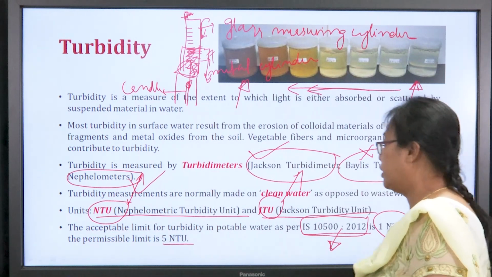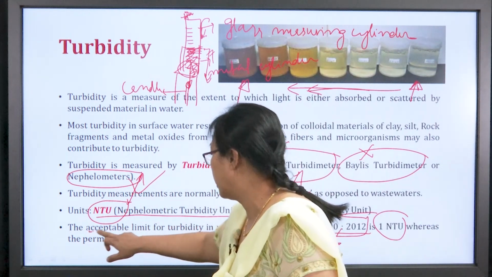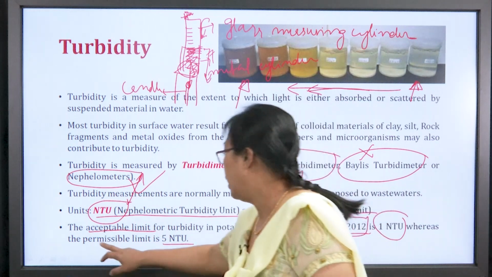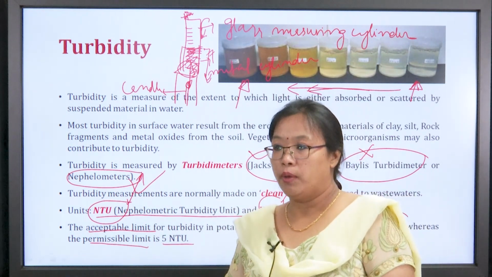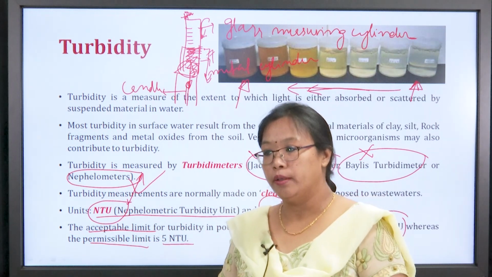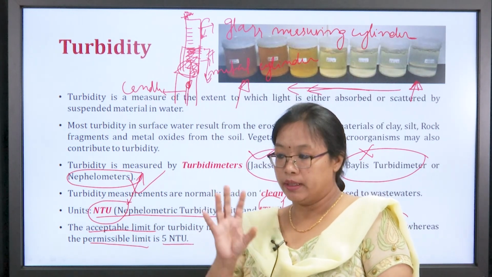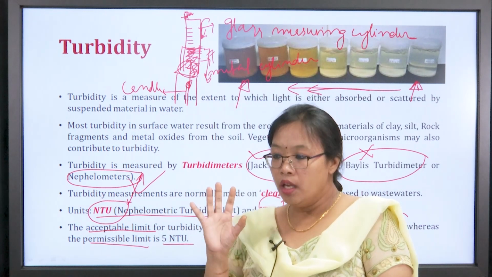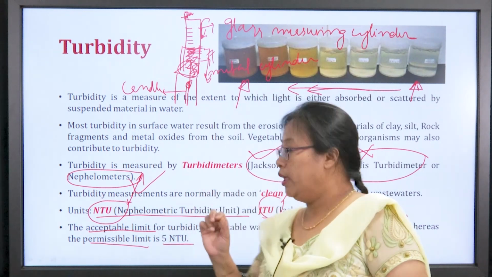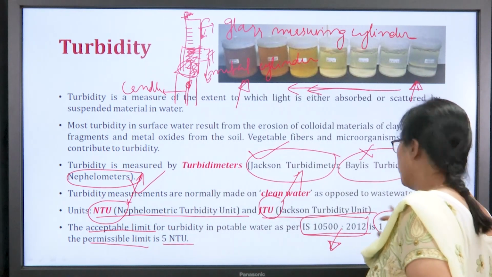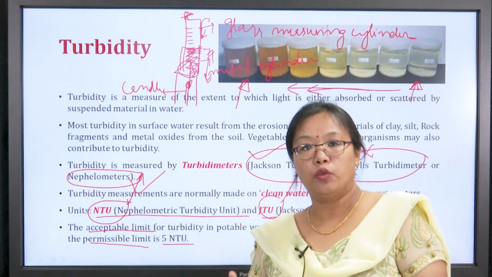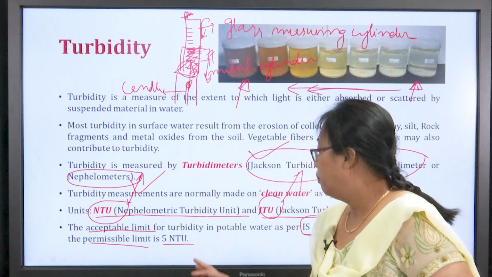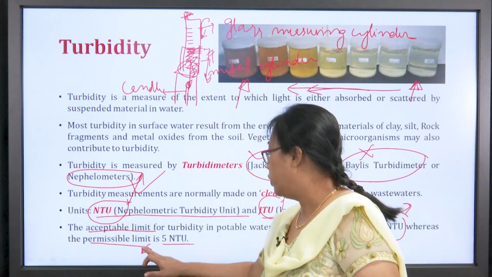And another thing is, if you see here, there is one thing called acceptable limit and another is called permissible limit. When we talk about acceptable limit, if you take any code, there are always two terms in it: acceptable and permissible. Acceptable means if the turbidity is 1 NTU, most of the people are not going to object, and there is not going to be any health issues.